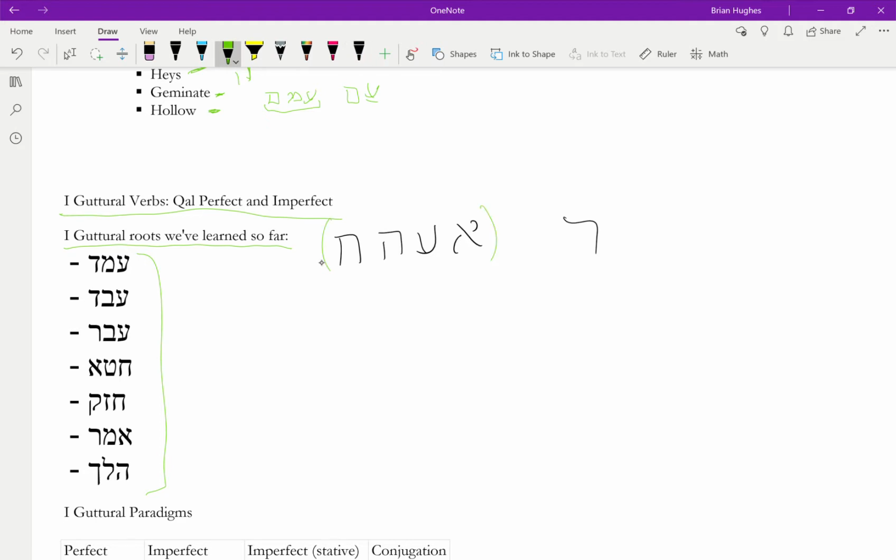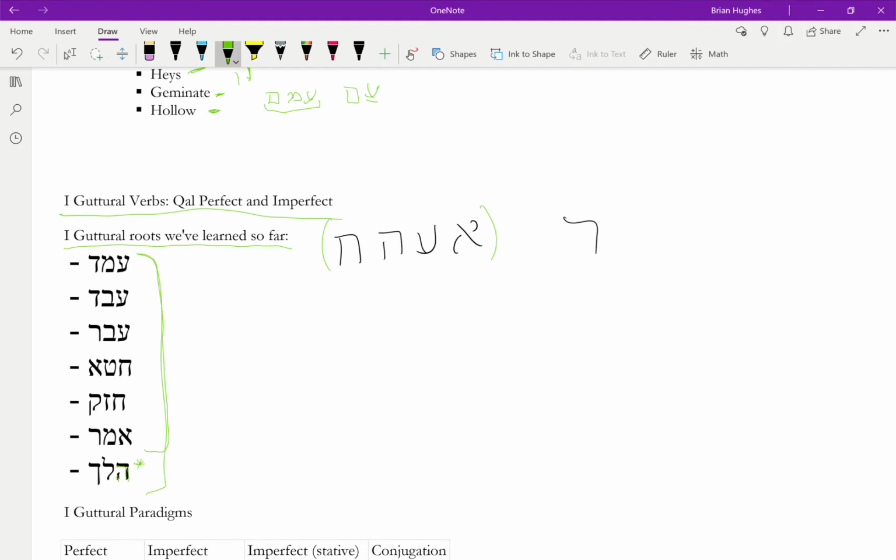So we've learned amad, which is to stand. We've learned avad, which is to serve. We've learned avar, which is to go across or transgress. We've learned chata, which is to sin. Chazak, to be strong. Amar, which is to speak. And halach, which is to walk, go, or come. This halach has a first hey, so it's a first guttural. It's going to follow some special rules, though, so we're going to wait to find out about those for a few chapters. But we're primarily dealing with these verbs here.